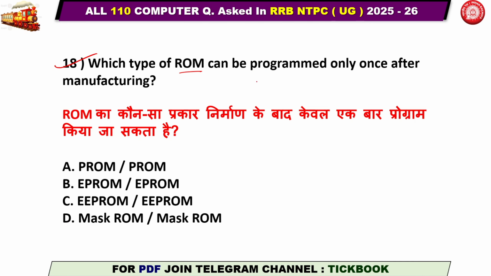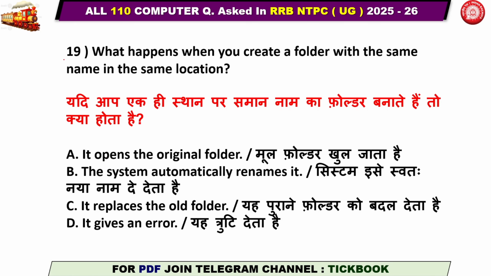18. Which type of ROM can be programmed only once after manufacturing? Option number A, PROM. 19. What happens when you create a folder with the same name in the same location? Option number D, it gives an error.